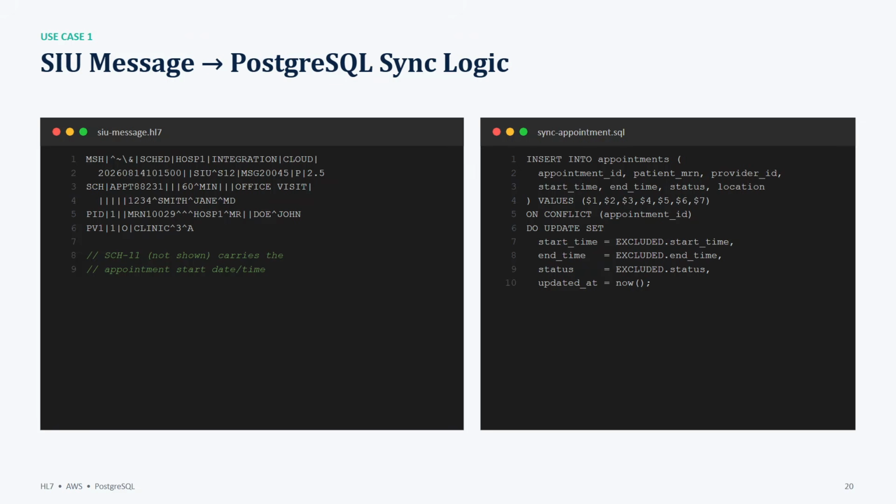Here's the SIU message next to the SQL that handles it. Notice the appointment ID that becomes our conflict key in Postgres. We use INSERT with ON CONFLICT DO UPDATE. So whether this is the very first time we see this appointment or the fifth time because someone modified it, the exact same query works correctly. That's what idempotent means in practice, and it's the difference between a pipeline that's safe to retry and one that quietly creates duplicate appointments.